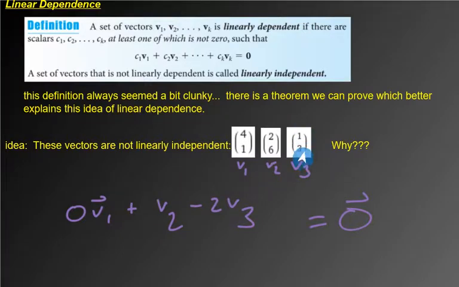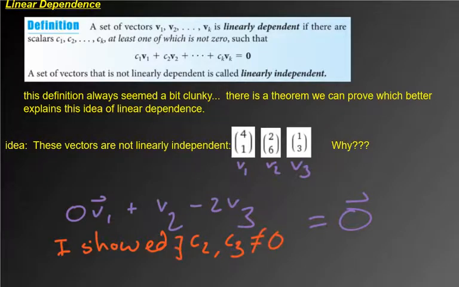So if I follow this kind of pattern where C1 goes with V1, C2 goes with V2, and C3 with V3, I showed there exist C2, C3 that don't equal 0, such that C1 V1 plus C2 V2 plus C3 V3 equals that 0 vector. And that means these are linearly dependent, so they are not linearly independent.